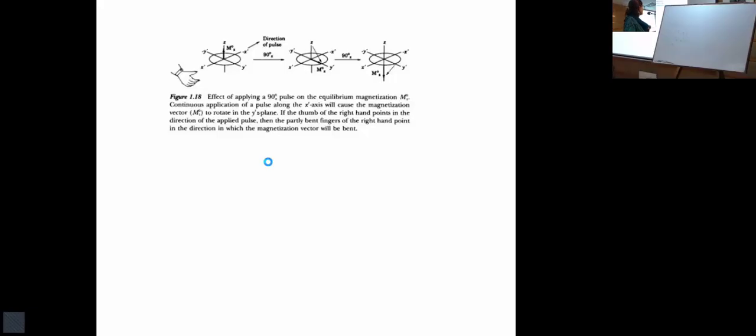This is a whole circle of 360. Each of these axes is at an angle of 90 degrees from one another. I mean that the difference between this z and this minus x is 90 degrees. You understand this? And the difference between this plus z and minus z is 180 degrees. So the simplest pulse is the 180 degree pulse, which will bring the magnetization vector to minus z.